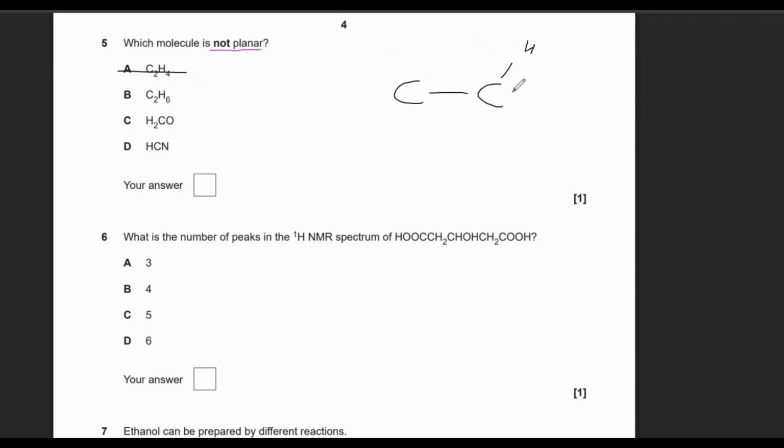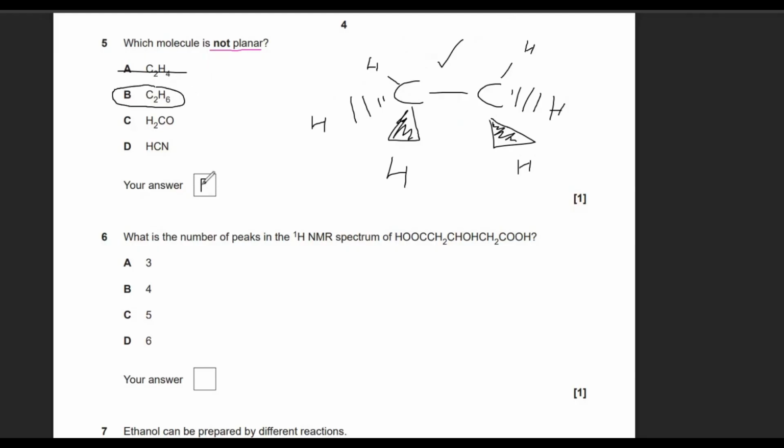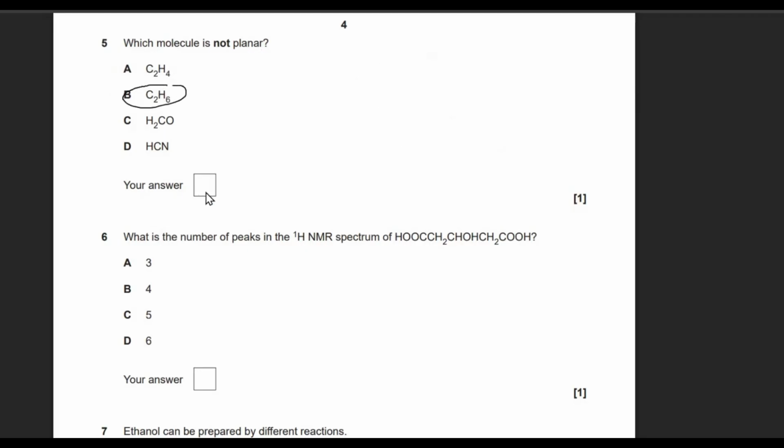The next one is ethane, and ethane has basically got, well, each carbon has 4 bonds around it, and it's going to have a tetrahedral shape. So each of these has a tetrahedral shape. So that does have a 3-dimensional shape. That is not planar. With single bonds, there is rotation around the single bond. So the answer here is B, but let me just go through the other 2 to show you why not.